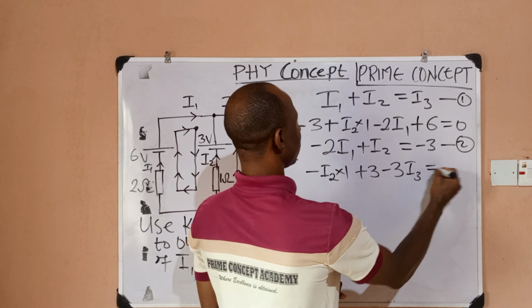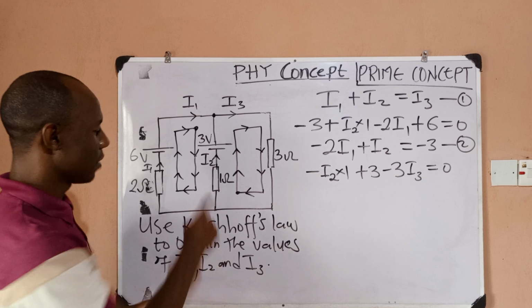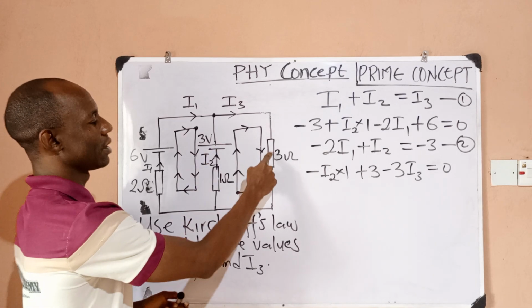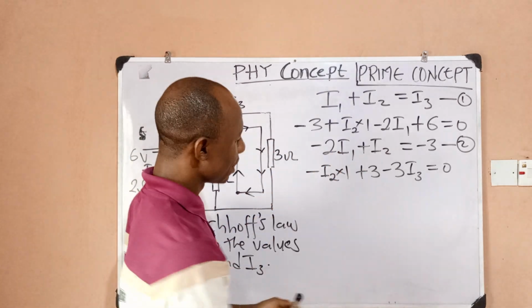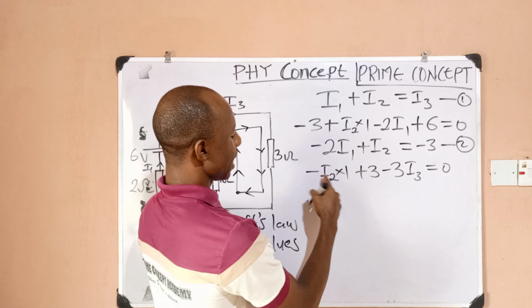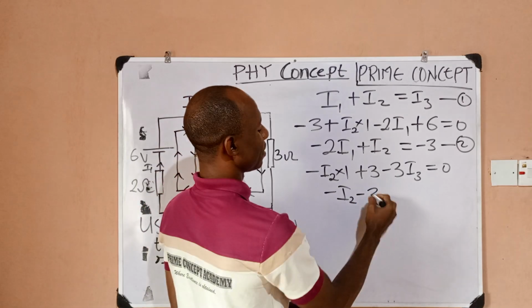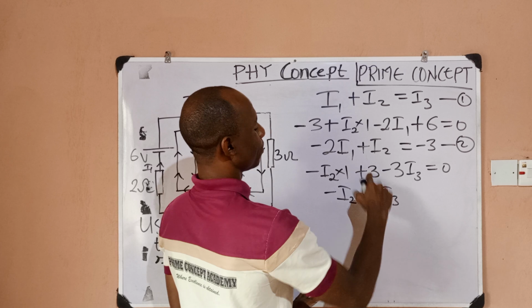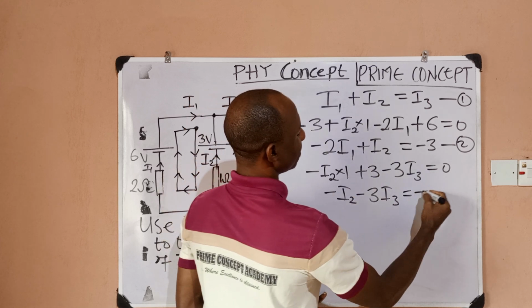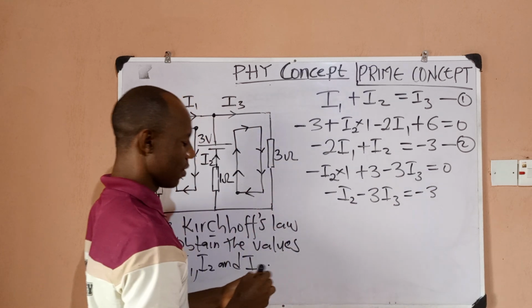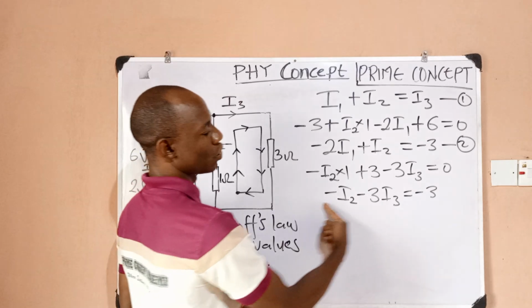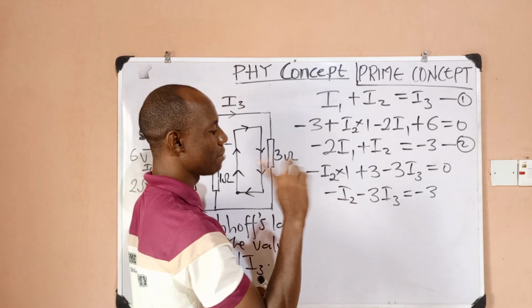So this is going to be equal to 0 because I'm done. I've considered this, this, and this. So I'm done, I'm equating to 0. Now, if I rearrange this, I would have negative I2, negative 3I3. If I push this to the other side, I have negative 3. Now, in order for me to avoid this negative, I'm going to multiply through this equation by minus 1.